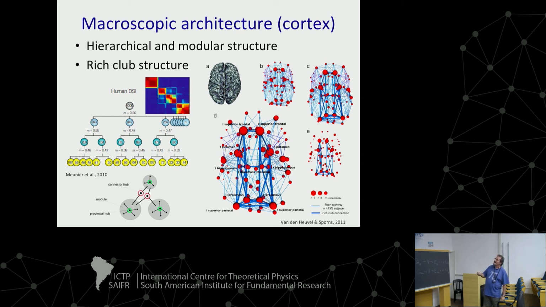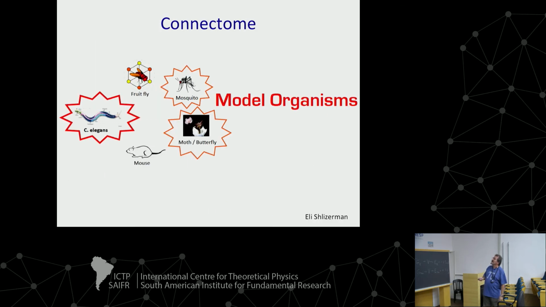So here you have the adjacency matrix of the hierarchical modular network, and here, I mean, papers like this will describe this rich club structure to you. So it's possible nowadays to characterize the connectivity structure of the whole brain, at least of the whole cortex. And then there's the connectome, the famous connectome.